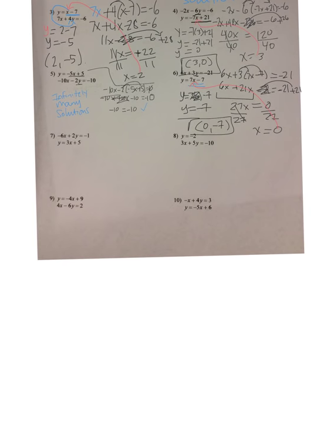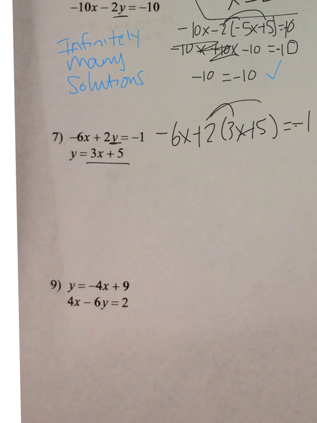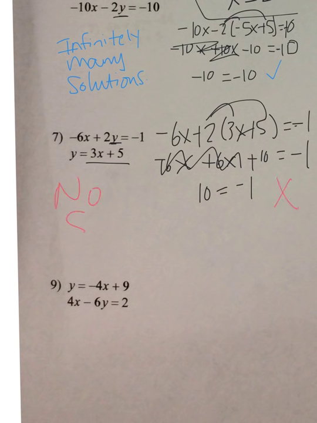Okay. This one. Y equals 3x plus 5. You please substitute it right there. So you write negative 6x plus 2 times 3x plus 5 equals negative 1. So then I distribute, and that's negative 6x plus 6x plus 10 equals negative 1. This cancels out because that's 0. So I'm left with 10 equals negative 1. Is that true or false? Well, that's false. When it's false, it's no solution.